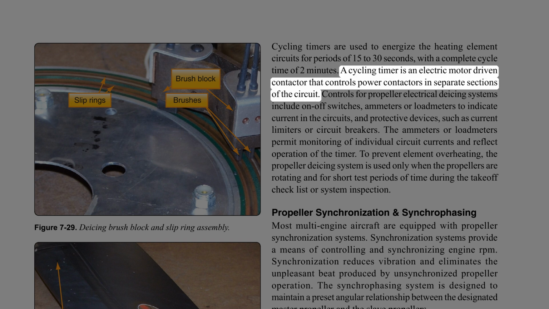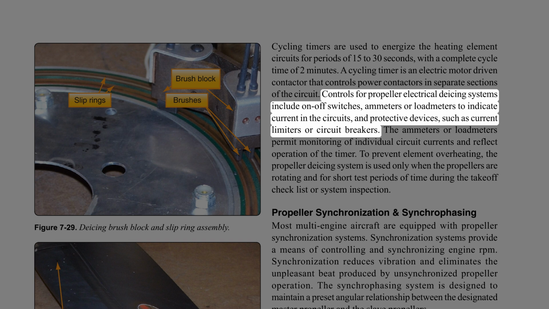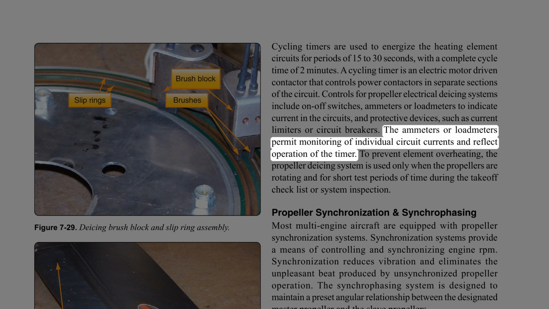A cycling timer is an electric motor-driven contactor that controls power contactors in separate sections of the circuit. Controls for propeller electrical de-icing systems include on-off switches, ammeters or load meters to indicate current in the circuits, and protective devices, such as current limiters or circuit breakers. The ammeters or load meters permit monitoring of individual circuit currents and reflect operation of the timer.